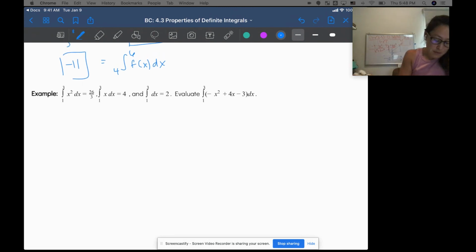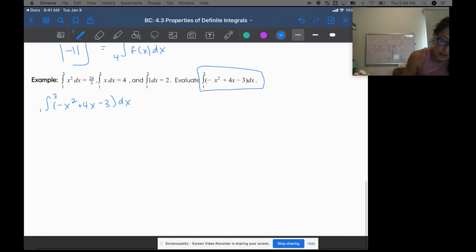I have the integral from 1 to 3 of x squared is equal to 26 over 3. The integral from 1 to 3 of x dx is equal to 4. And the integral from 1 to 3 of just dx is equal to 2. Basically, there's an invisible 1 right here. Okay. So we're going to evaluate this polynomial here. So I have the integral from 1 to 3 of negative x squared plus 4x minus 3 dx.